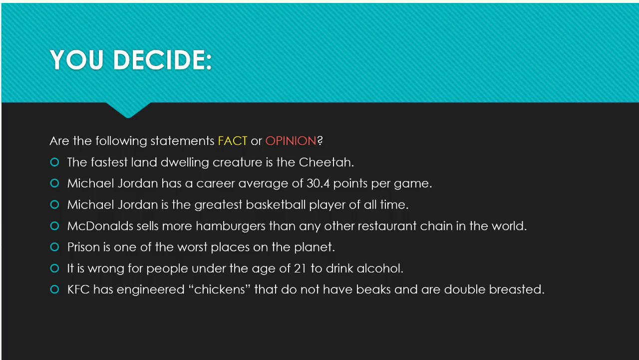The fastest land-dwelling creature is the cheetah. Michael Jordan has a career average of 30.4 points per game. Michael Jordan is the greatest basketball player of all time. McDonald's sells more hamburgers than any other restaurant chain in the world. Prison is one of the worst places on the planet. It is wrong for people under the age of 21 to drink alcohol. KFC has engineered chickens that do not have beaks and are double-breasted. Pause it and we'll evaluate.